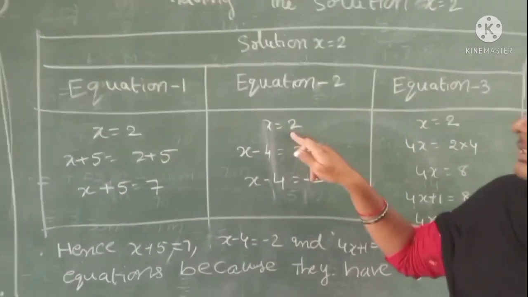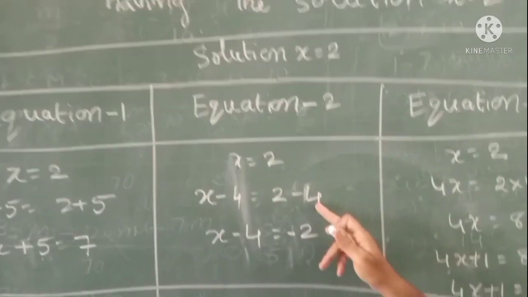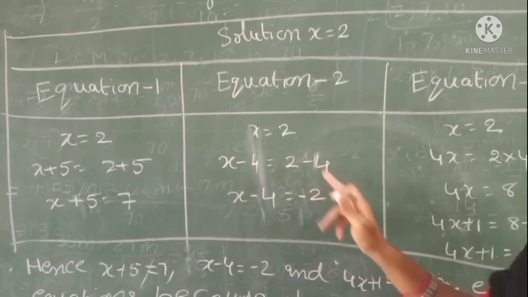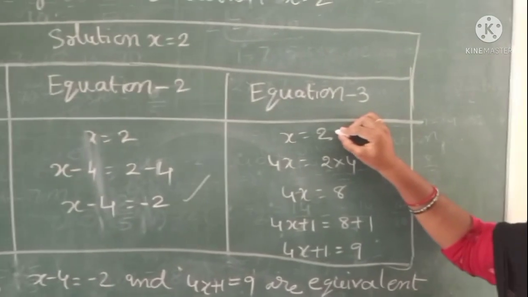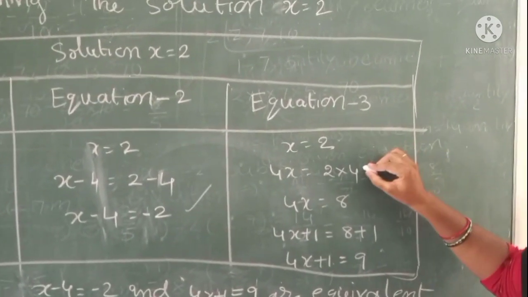Another one: x is equal to 2, subtracting 4 from both sides. x minus 4 equals 2 minus 4, which is minus 2. This is the solution and this is the equation. And x is equal to 2: this is the solution and this one is the equation.